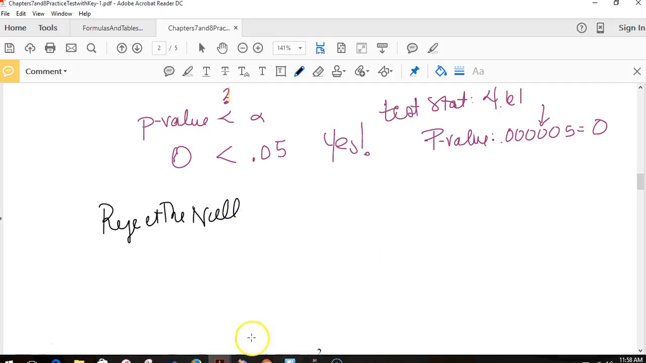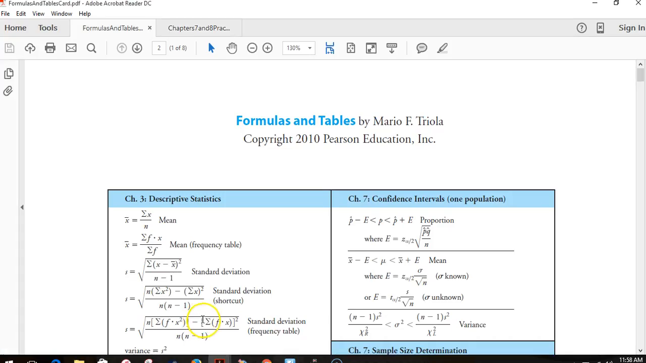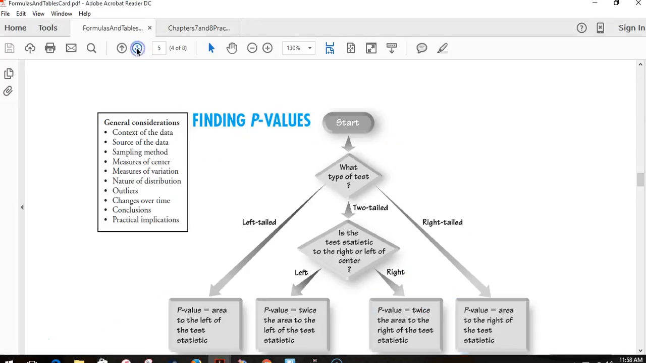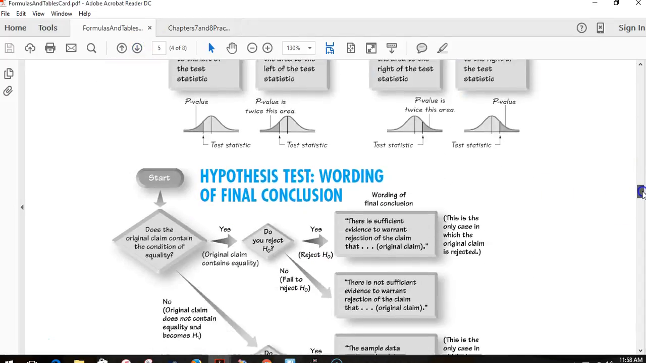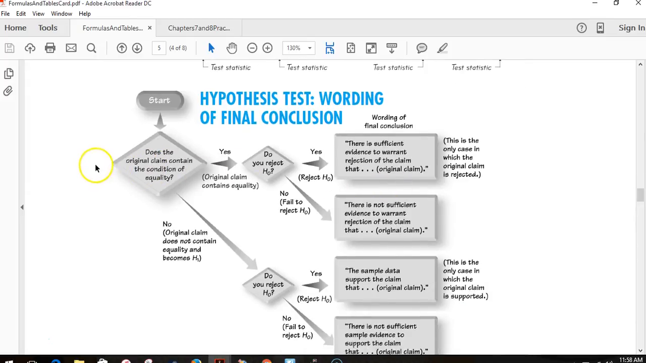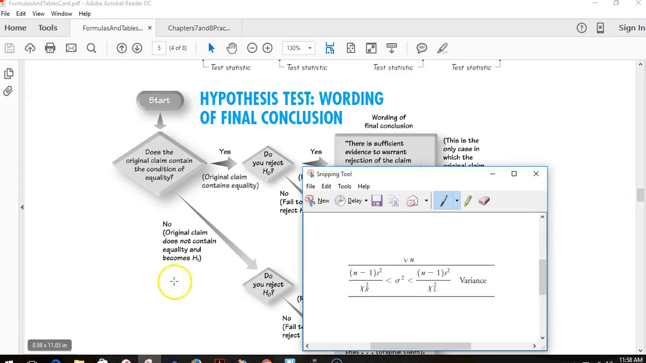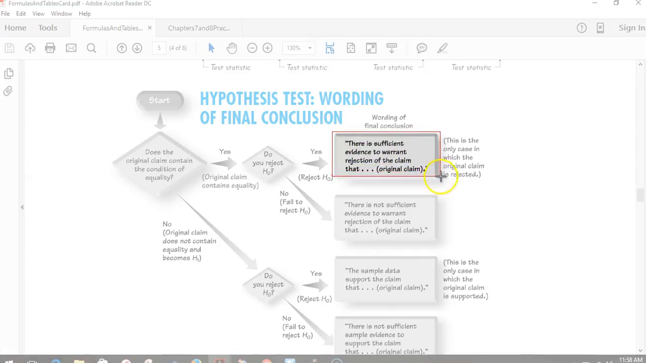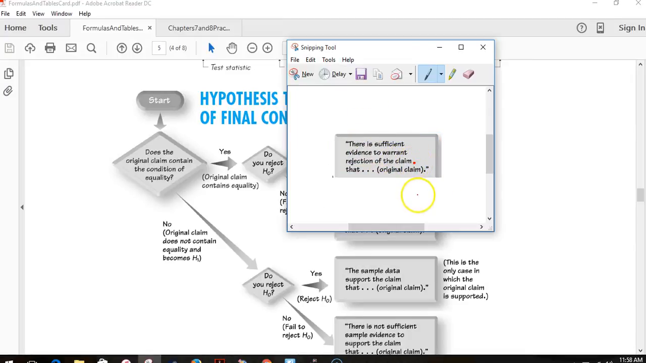What does that mean for our study? We're going to use probably the most useful part of this formula card, which is the hypothesis wording flowchart underneath p-values. Did the original claim contain the equality? Yes, because my claim was that it's going to be equal to 11%. So follow this top arrow right up here. Did you reject the null? Yes, I did. The p was low, null goes. There's sufficient evidence to warrant the rejection of the claim that the percentage of children suffering from asthma in this town is 11%. I am fine with you stopping at this spot right there.